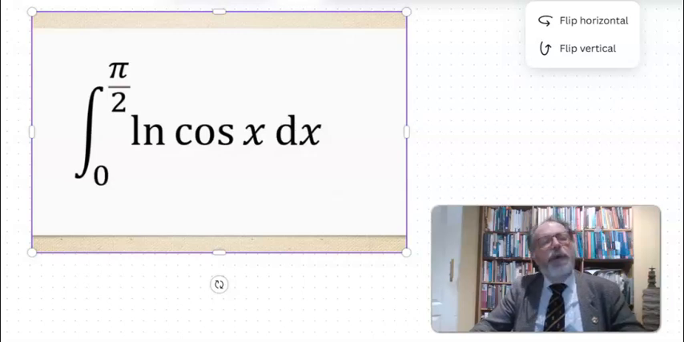Today we are going to evaluate the definite integral shown, which is the integral of ln cos x dx between 0 and pi by 2, and we're going to ignore the discontinuity at pi by 2 and assume that it can be dealt with.